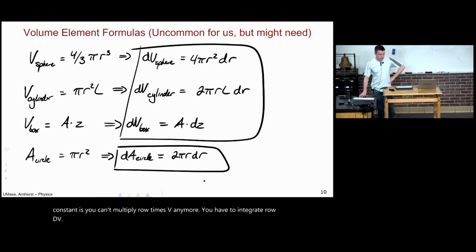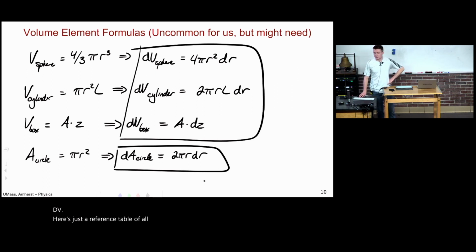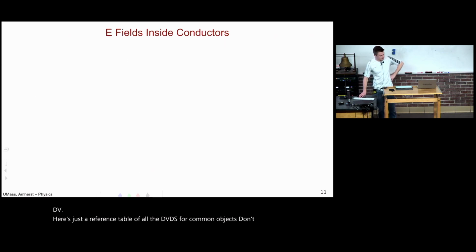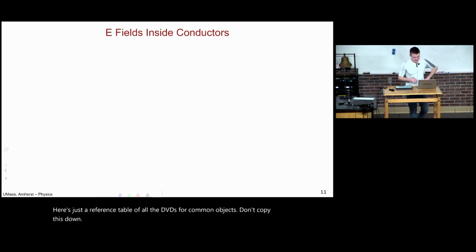Here's just a reference table of all the dv's for common objects. Don't copy this down. No, don't copy it down.